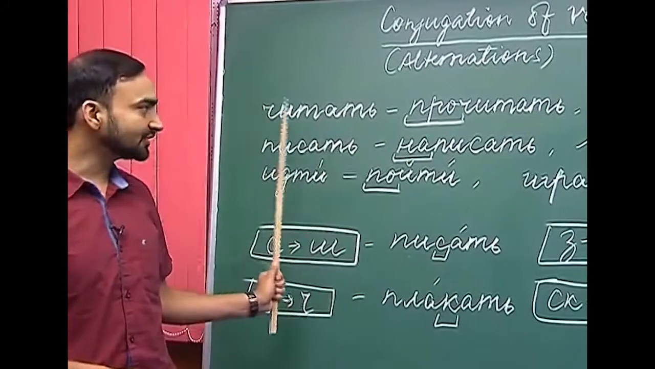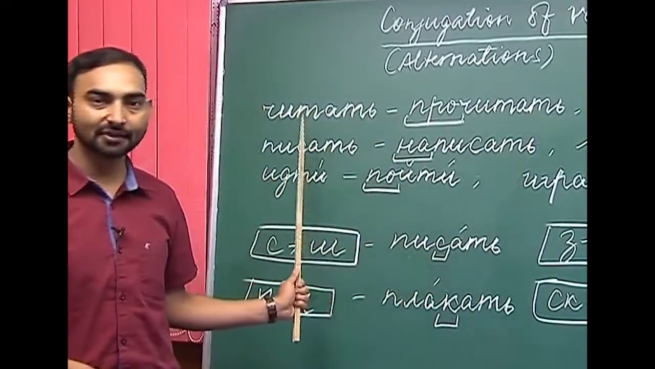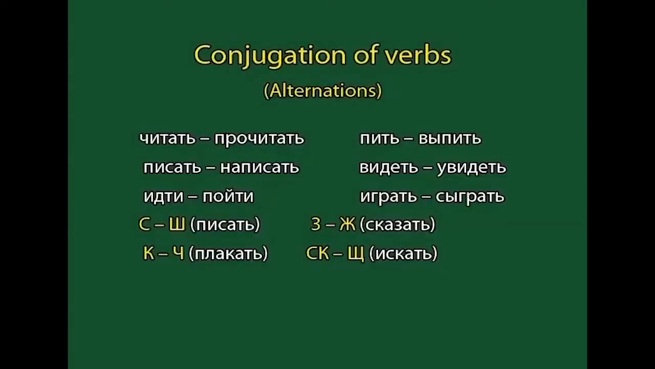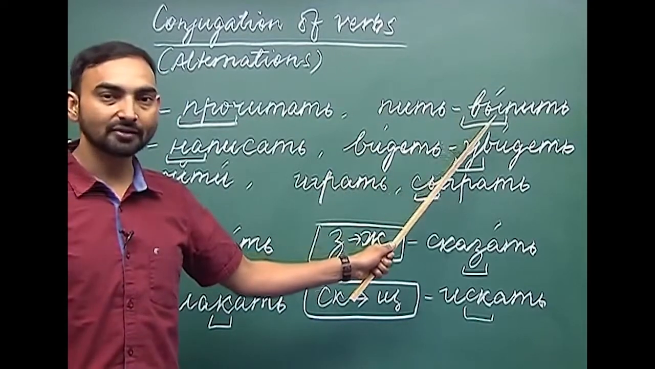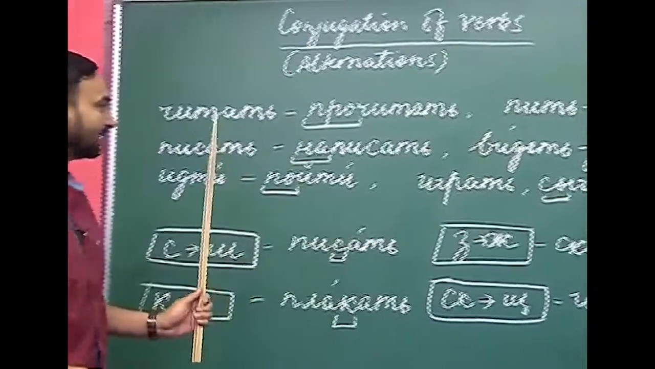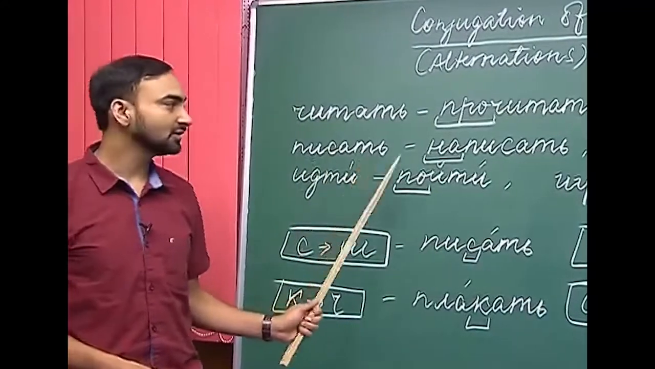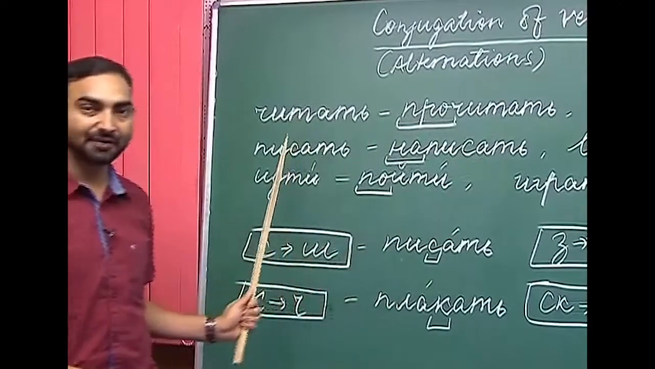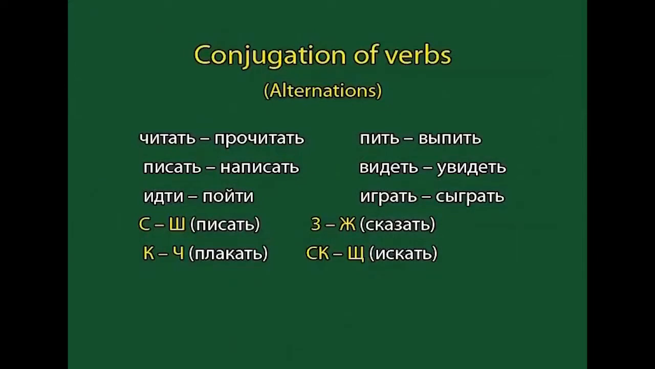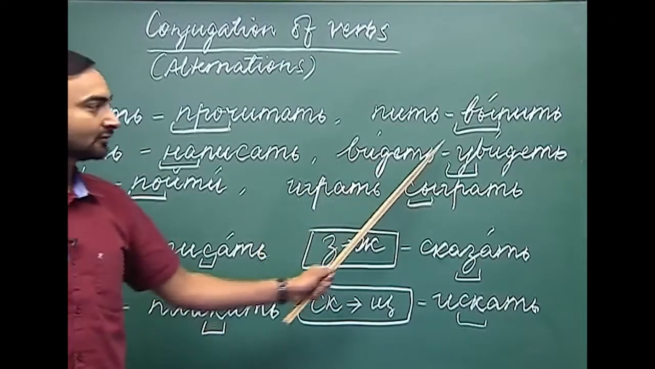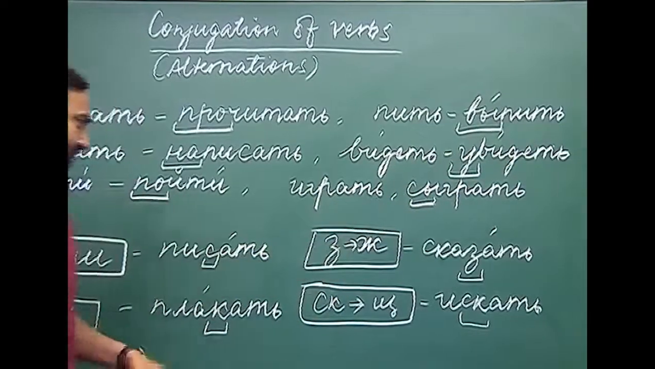For example, ya chitayu, ya prachitayu, on chitayat, on prachitayat. The same way, ya piyu, ya vi piyu, ti piyosh, ti vi piyosh, onana piyot, onana vi piyot, and so on. The same way, pisach, ya pishu, ya na pishu, ti pishish, ti na pishish, and so on. Vijit, ya vishu, ya uvishu, on vijit, on uvijit, and so on.